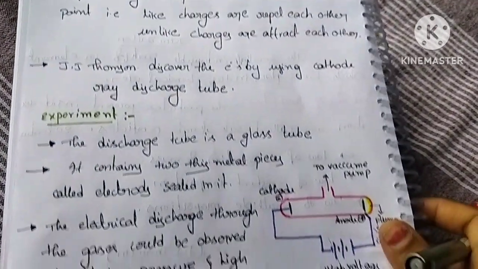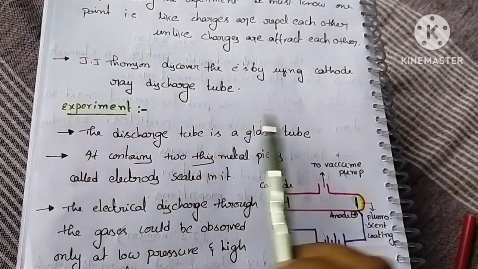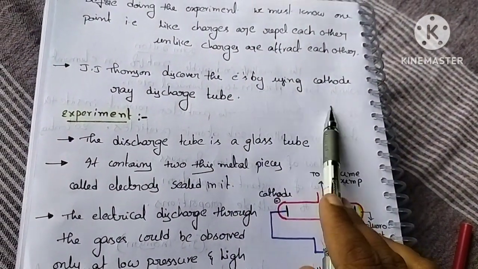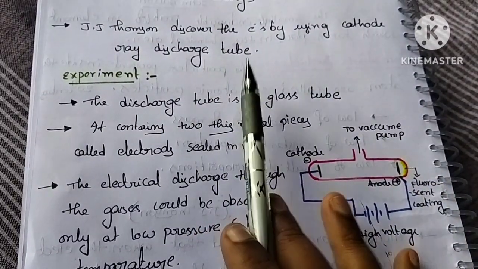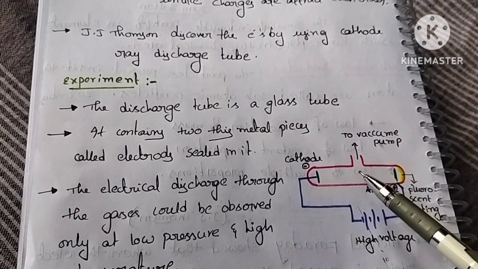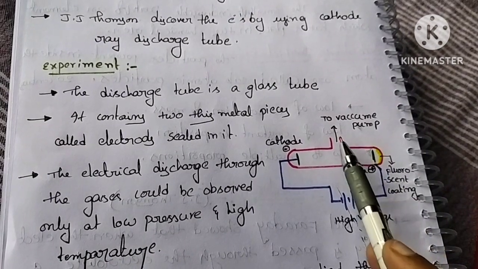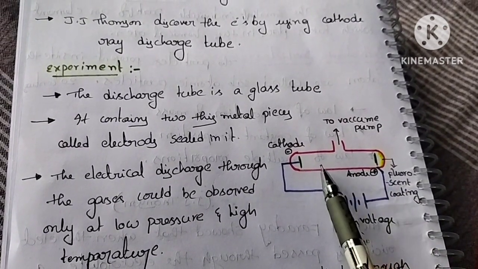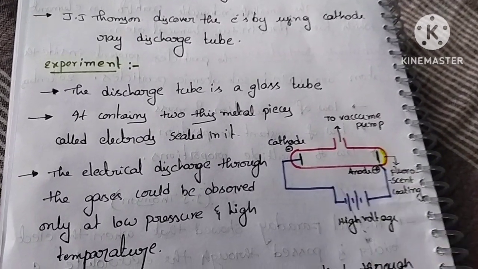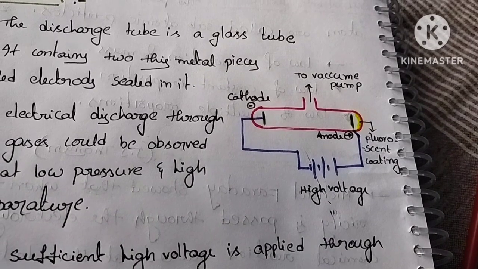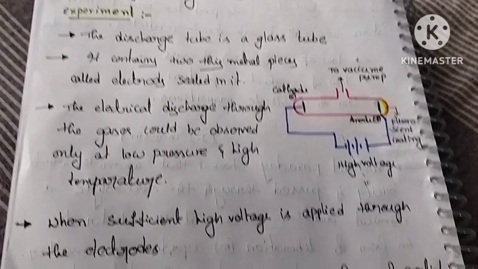Now coming to the experiment, J.J. Thomson discovered the electrons by using the cathode ray discharge tube. What is the cathode ray discharge tube and how is it arranged? The discharge tube is made up of glass. It contains two electrodes at the ends, which are also made up of metals.